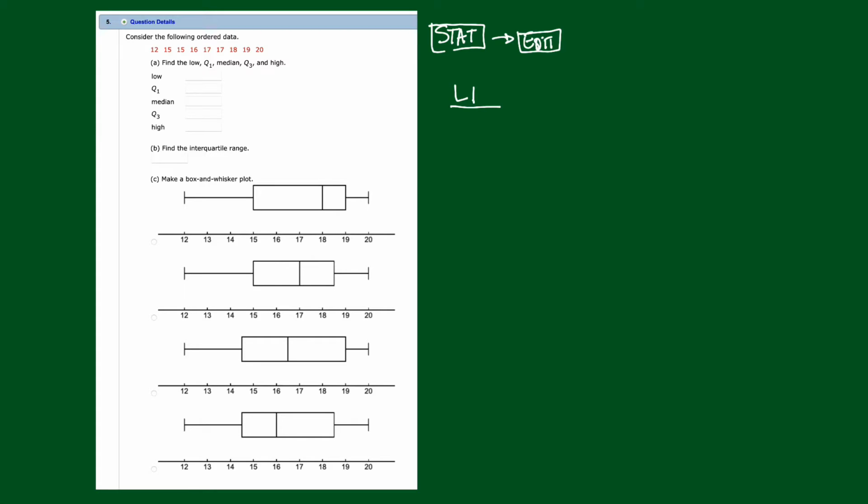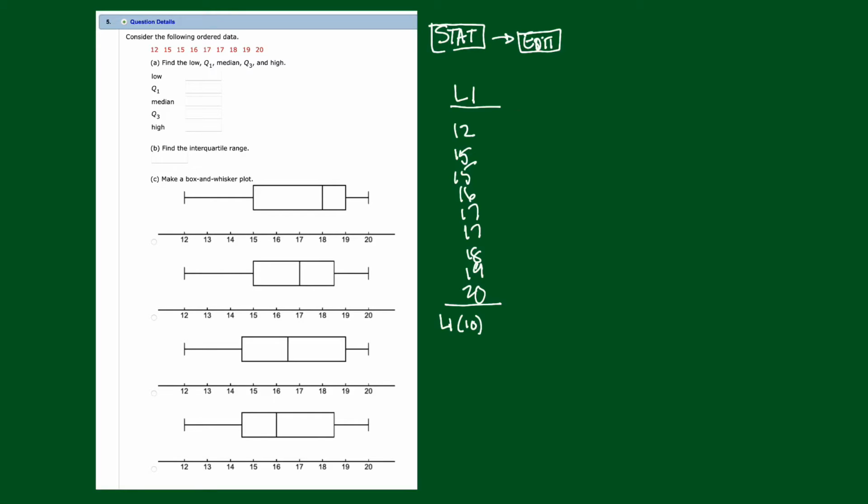So put your data in. Doesn't matter how you do it. Maybe you put in 12, 15, 15, 16, 17, 17, 18, 19, and 20. Now when I put my data in, at the very bottom of that list, it says L1, 10. That means it's expecting the 10th piece of data. How many pieces of data did we say here? I counted 9. It's waiting for number 10. I'm probably okay. I just hope I put it in correctly.